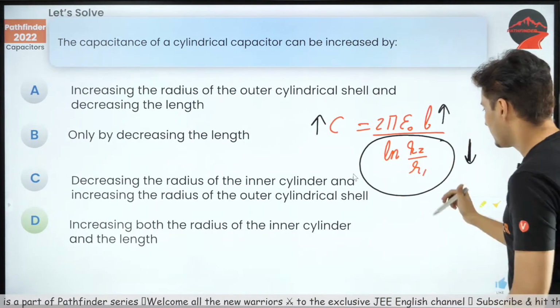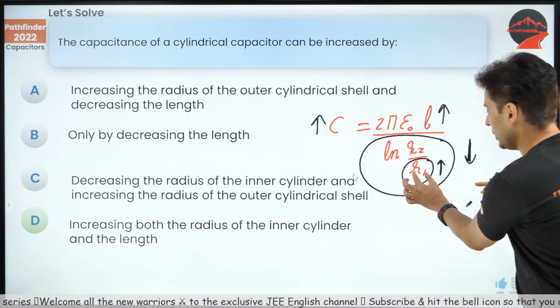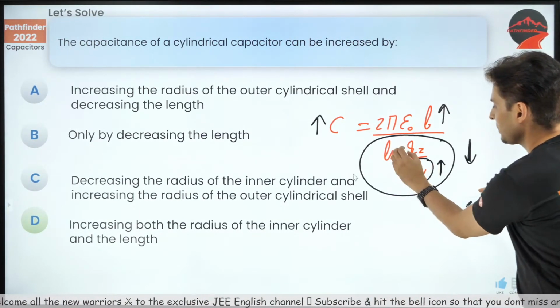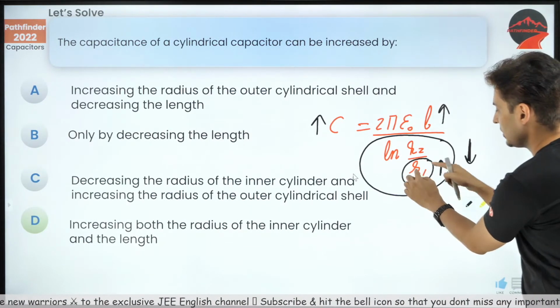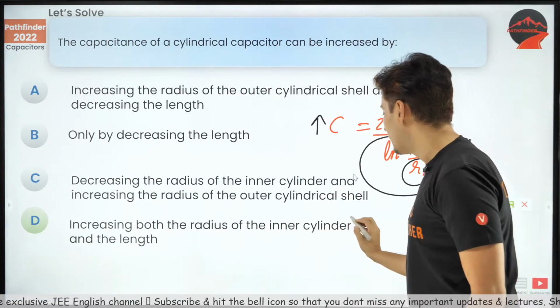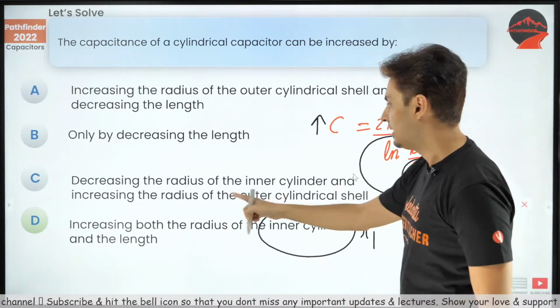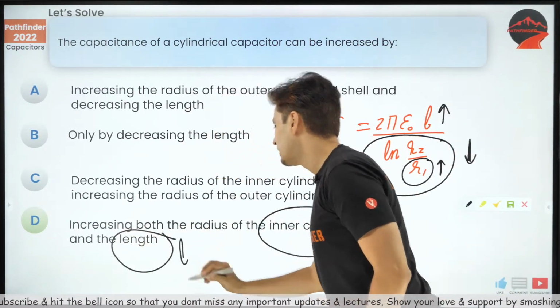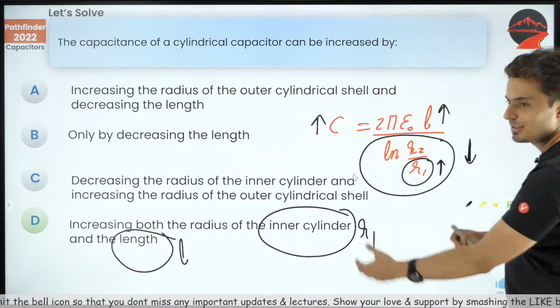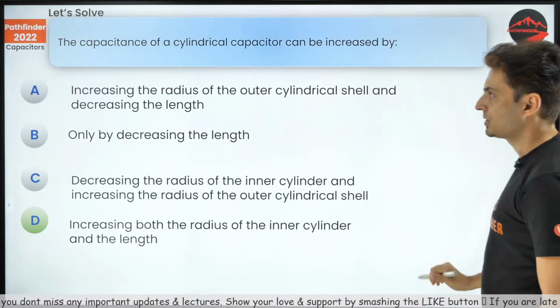How do you reduce this? You should increase R1 here. If you increase R1, the log value will reduce because R1 is below. So hence, increasing both the inner cylinder radius, R1, and the length, the capacitance will increase. You can see that that's option D. Okay, that's how you need to do this question.